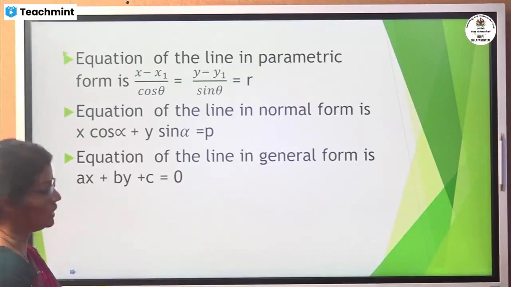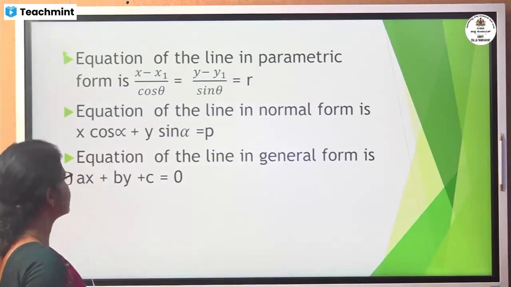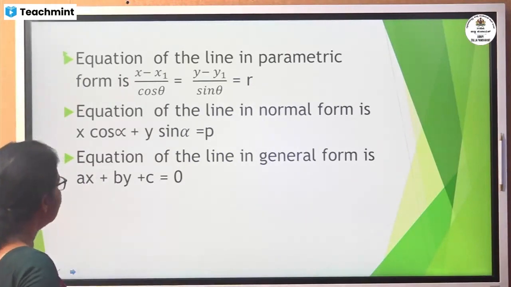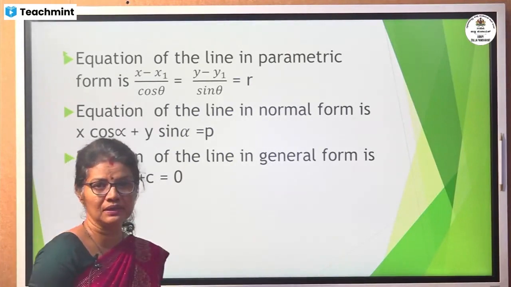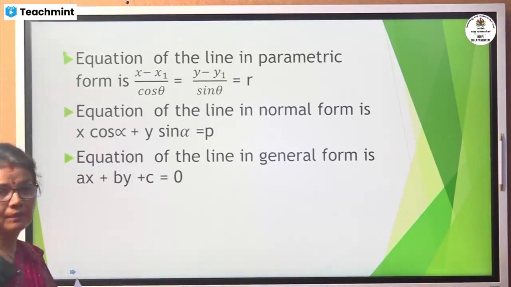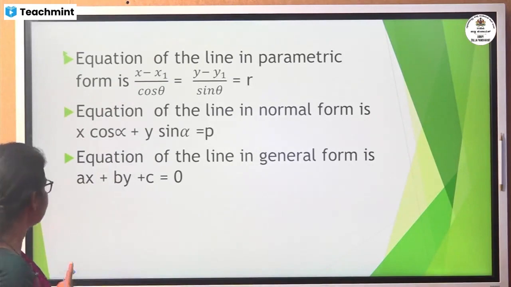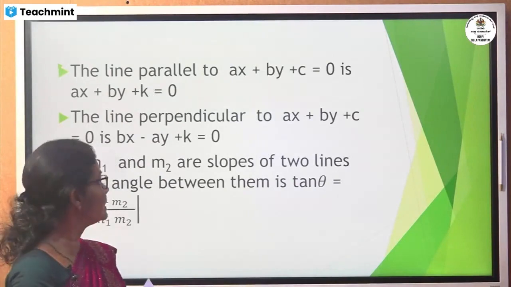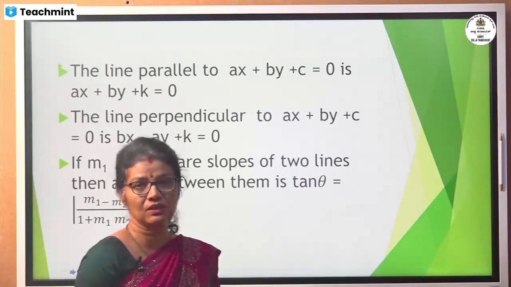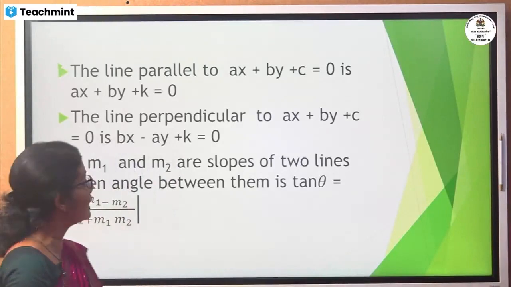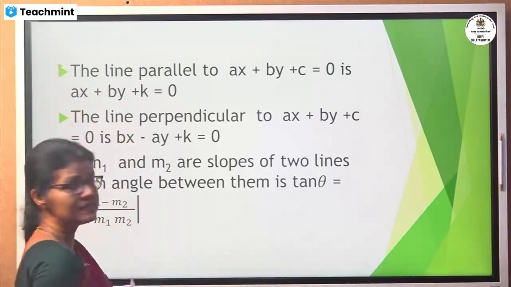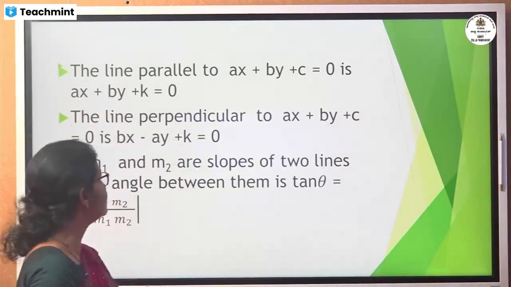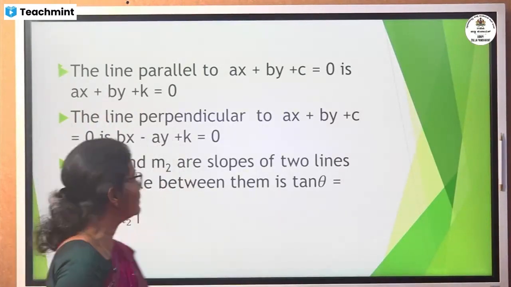The equation of the line in normal form is x cos alpha plus y sin alpha equals p. The equation of the line in general form is ax plus by plus c equals 0. Now, if you have the general form of a straight line, ax plus by plus c equals 0, then any line parallel to this is ax plus by plus k equals 0, and to calculate the k value, the passing through point will be given.